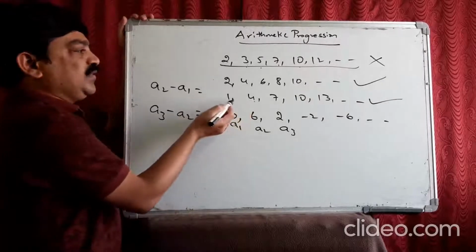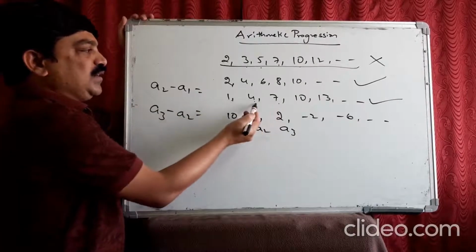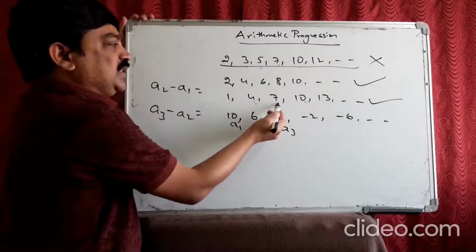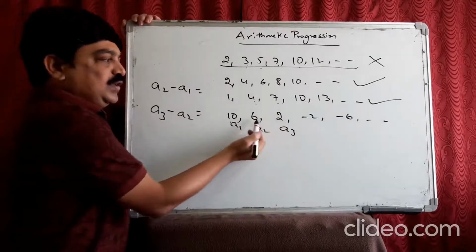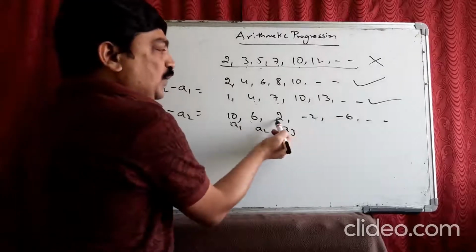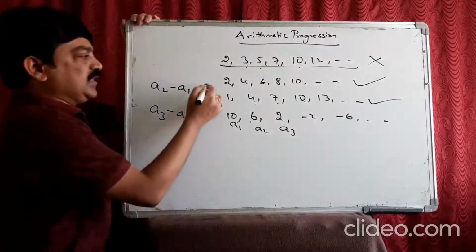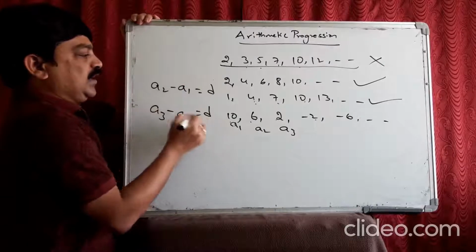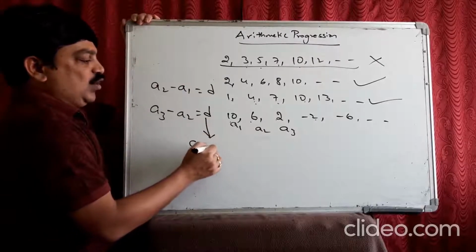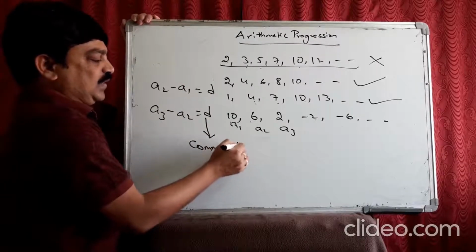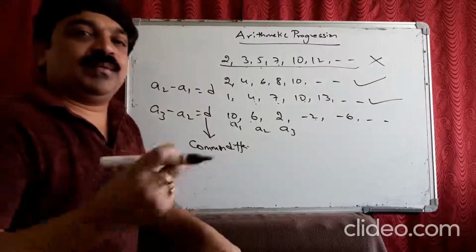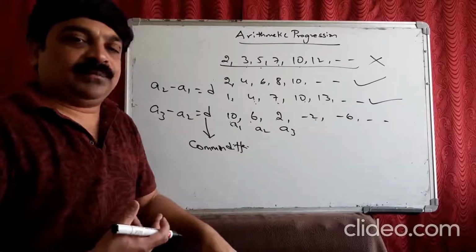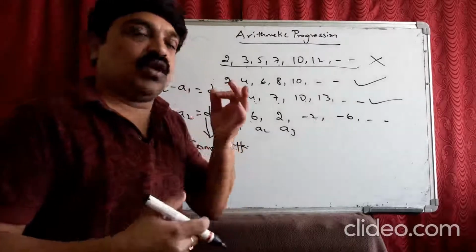Let us check here. What is A2 minus A1? 3. What is A2 minus A1 here? 3. And here? 3. And here? Minus 4. Minus 4. Minus 4. This is called D, the common difference. The common difference is the difference of any two successive numbers of the series. So the first exercise we do is the common difference.